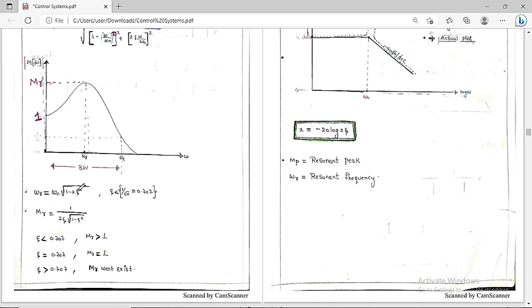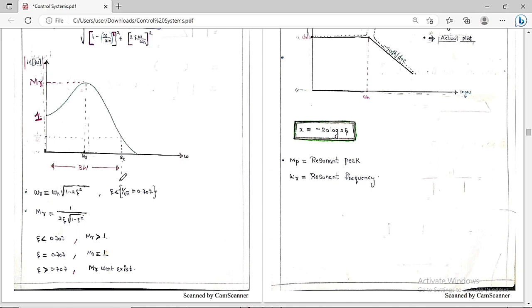Negative means the square root of a negative number, minus 1 gives j, which is complex. So it won't exist. That is the reason this equation is only going to hold when zeta is less than 1 by root 2. Suppose it is greater than 1 by root 2, then definitely this value will become negative. Therefore the negative frequency won't exist. So this equation is valid only for zeta less than 1 by root 2.